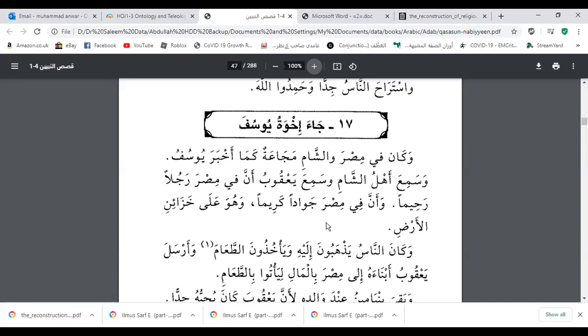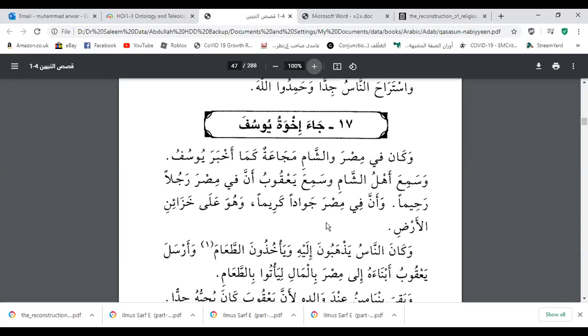Maja'atun kama akhbara Yusuf. Maja'a is hunger, means drought, means there was a lot of starvation going on. Kama akhbara, as Yusuf explained, as Yusuf foretold, gave the information, he told them about this. Wa sami'a ahlu Shami, and the people of Sham, Syria, heard.